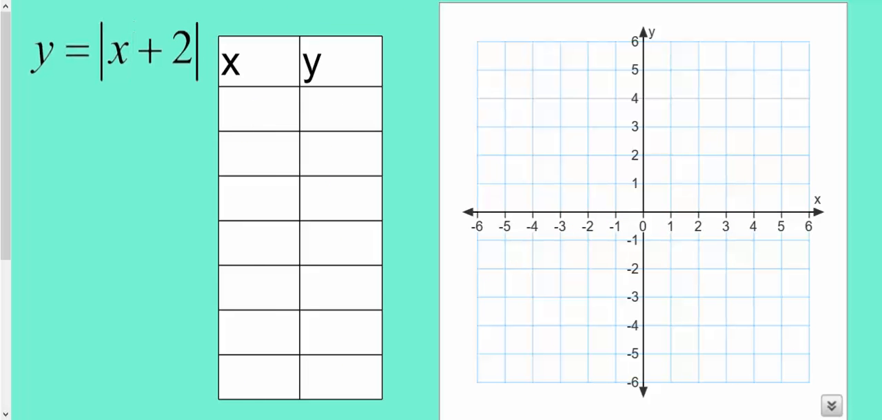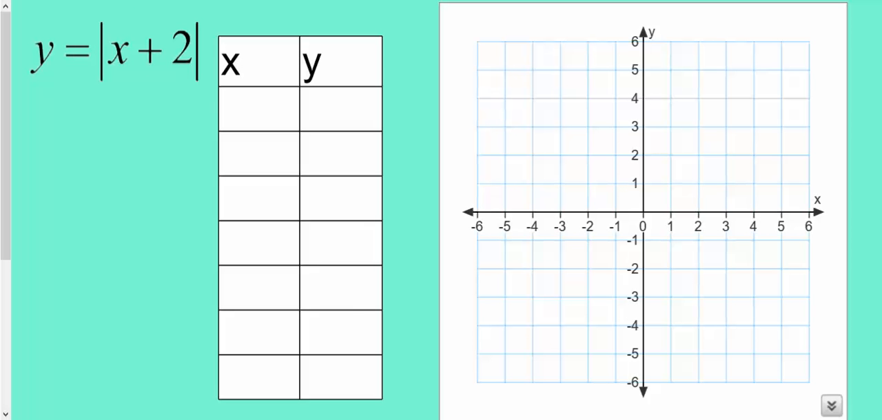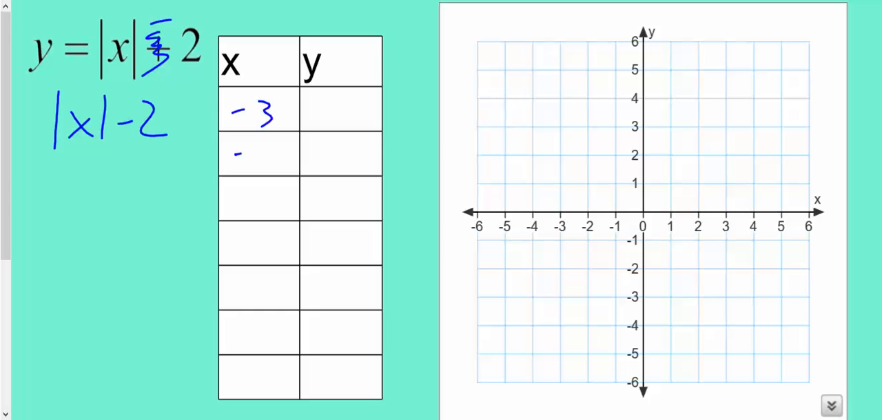Now, could we make it so that there's some negative values? Yes, we could. I'm going to change this to the absolute value of x minus 2, to show you that it is possible for there to be negative y values. All right, let's use our same values here, -3, -2, -1, 0, 1, 2, and 3. When I plug in 0, you get 0 minus 2 is -2. There's a negative value. Plug in 1, 1 minus 2 is -1. Plug in 2, absolute value of 2 is 2, minus 2 is 0, and 3 gives us 1.